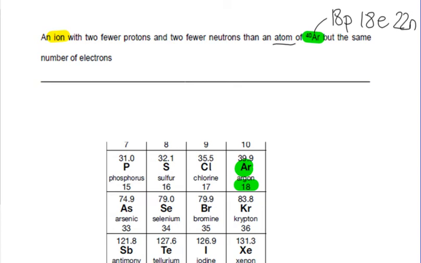And then we go back to our question. We've got 2 less protons, so 2 less than 18 is 16. We've got 2 less neutrons, 2 less than 22 is 20. We have the same number of electrons, so the same as 18 is 18. So this is our information: 16 protons, 20 neutrons and 18 electrons.